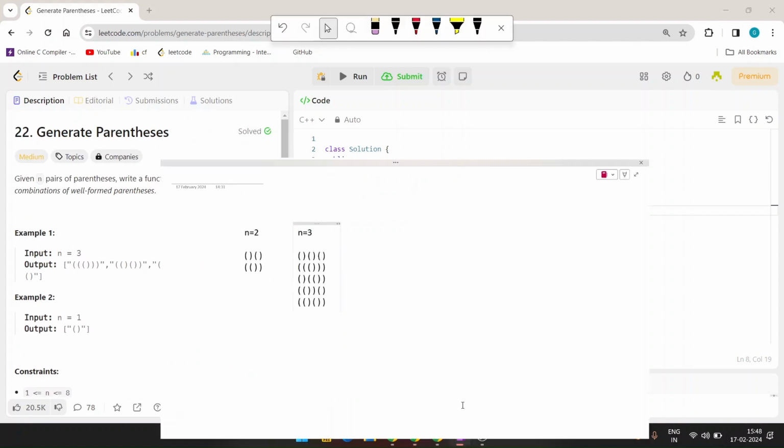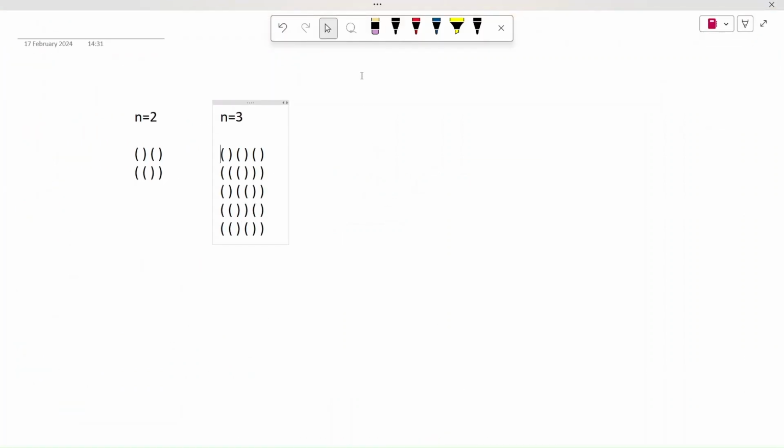So let's move to the solution part. How do we solve this? You need to think of one thing: you always start from the left, you never start from the right. You never start with a right bracket, such that the right brackets become more than the left. It is not that thing.